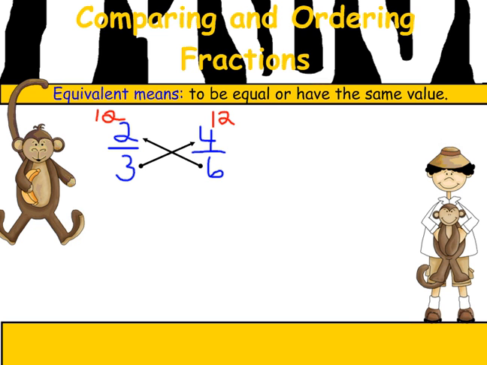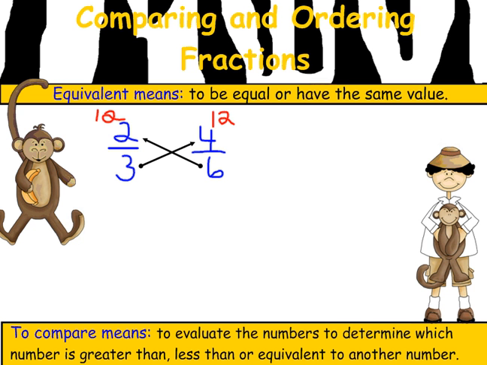Now we're going to talk about ordering fractions or comparing fractions. First question is, what does comparing mean? Compare means to evaluate the numbers to determine which number is greater than, less than, or equivalent to another number. You could compare and order numbers from two separate numbers all the way up to 3 or 4 numbers. It's just a matter of determining which value has the most. So let's start with two separate fractions. We're not going to use the 2/3 and the 4/6 that we used earlier. We're going to start with two different fractions.